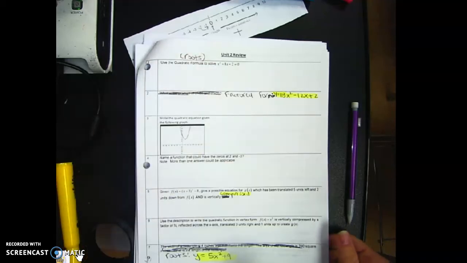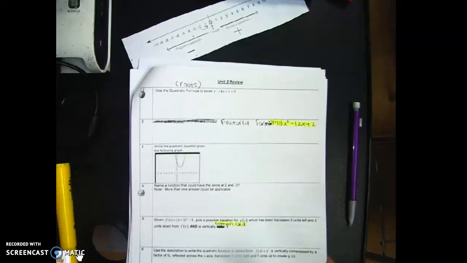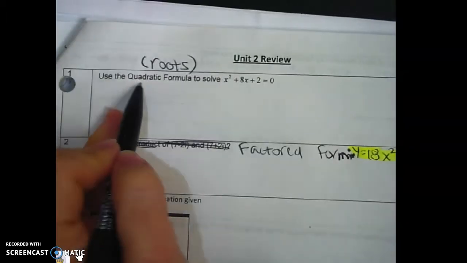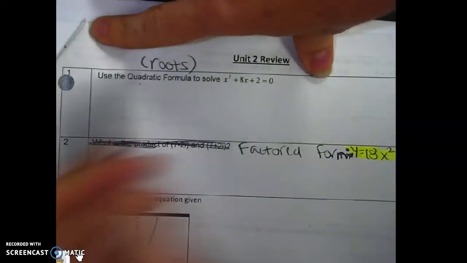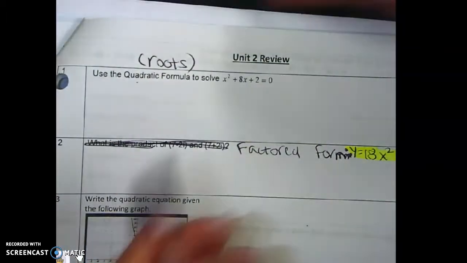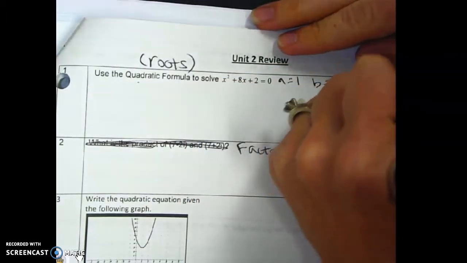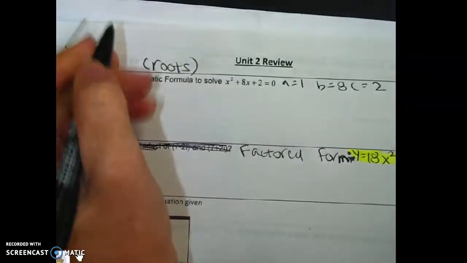So I ended up changing a couple of the questions on the review, so just make sure when we get to the problems, you're good to go. So I'm telling you to use the quadratic formula, but really I'm just going to say find the roots. So that means I'm going to identify A, B, and C, and I'm going to use the quadratic formula.